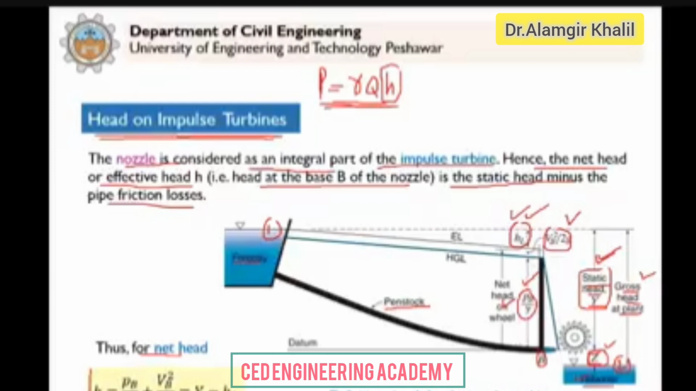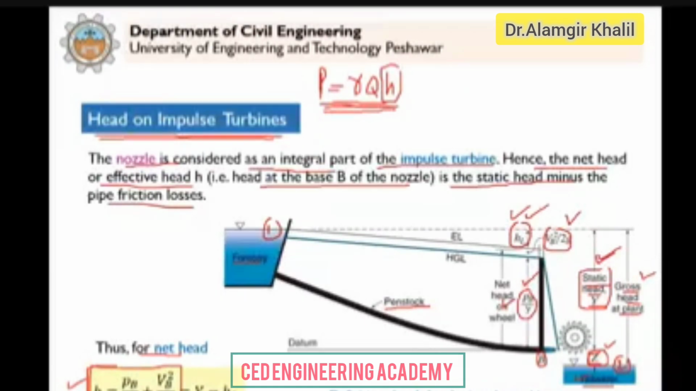So this is the head that is available to the turbine, and this head the turbine has to convert to mechanical energy. This is the pressure head and the velocity head upstream of the nozzle point B. This is the net head that is available. This head multiplied by gamma Q is the power input to the turbine. If this power were 100% converted into mechanical shaft power, then the turbine would be 100% efficient.